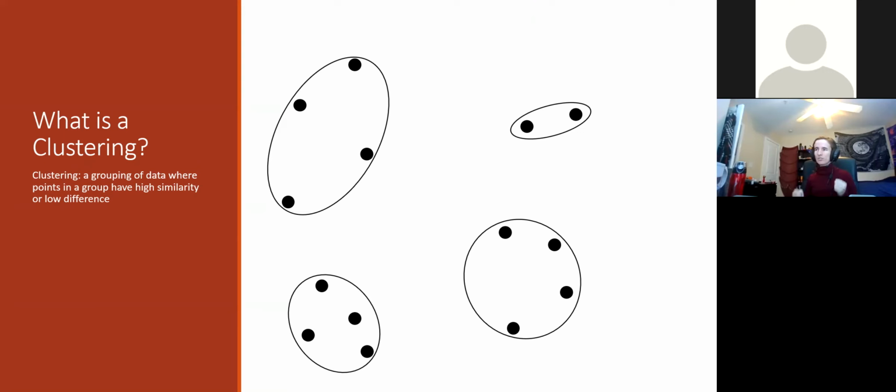So our input is going to be a graph where we have a bunch of vertices and edges, and edge weights are going to represent either the similarity or distance between points. We're going to look at both contexts specifically. In the similarity case, we want high similarity between points within a cluster, and in the distance case, we want low distance between points within a cluster. So that's what we're trying to do with a clustering at a high level.